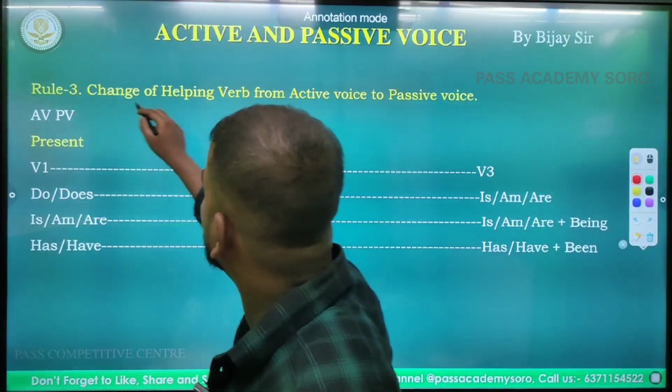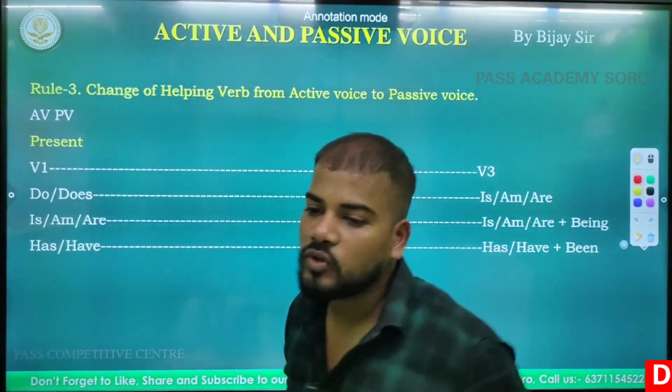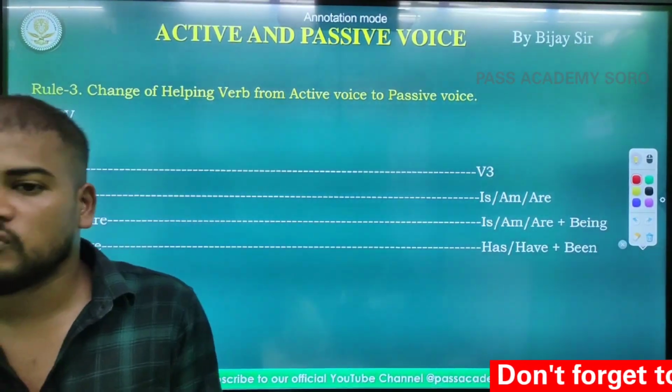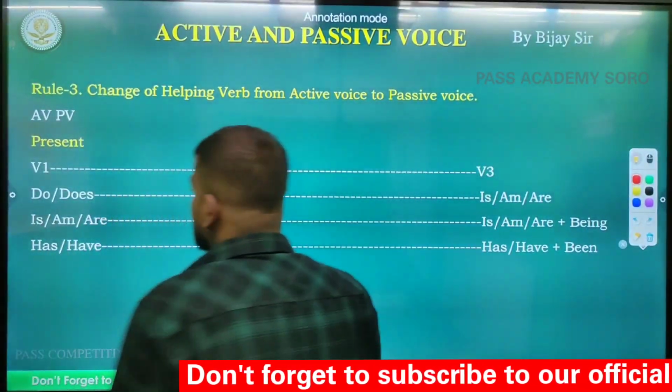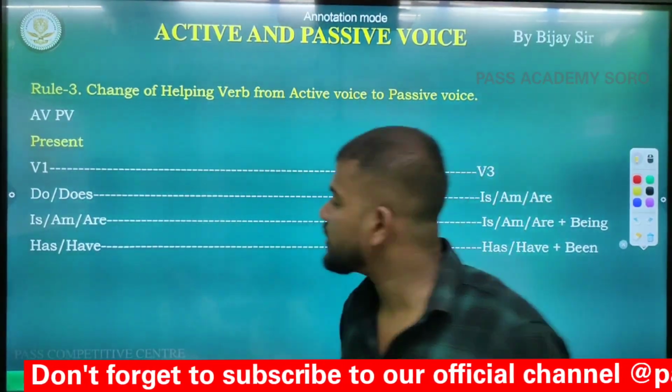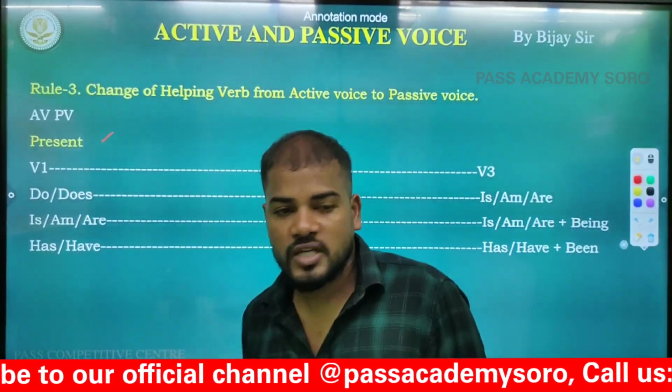Then rule 3, change of helping verb from active voice to passive voice. So what are the helping verbs we have to change from an active voice to passive voice? If our sentence is in present form, what are the helping verbs we should change?